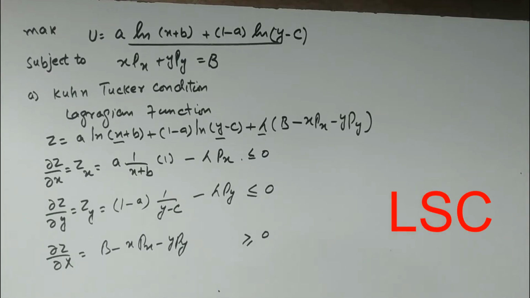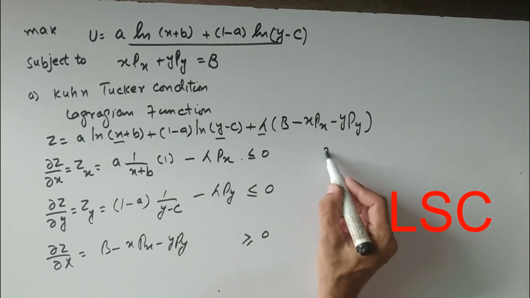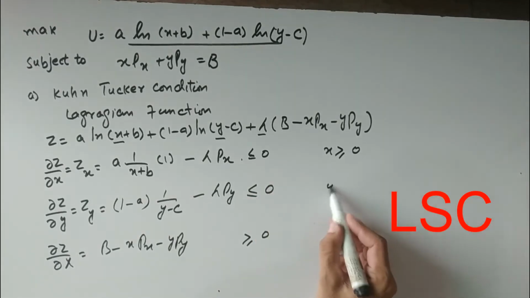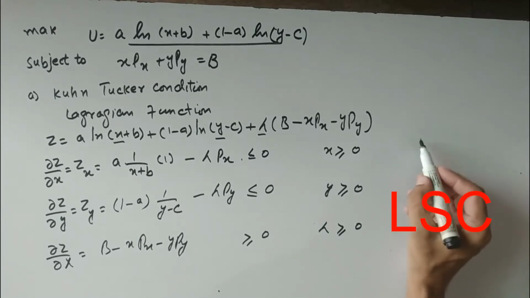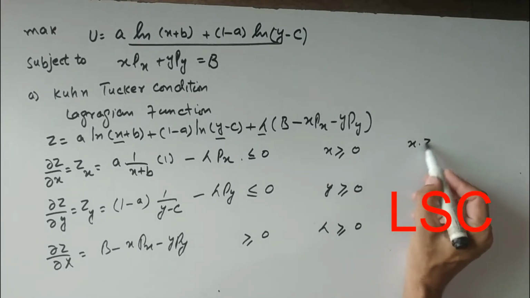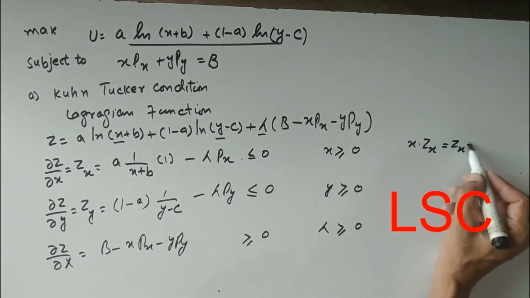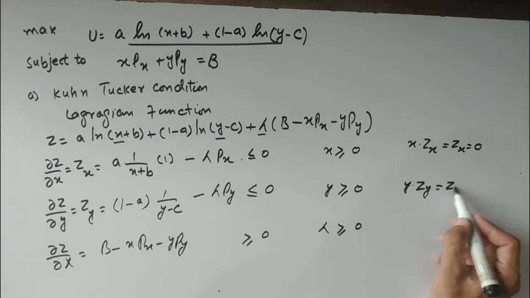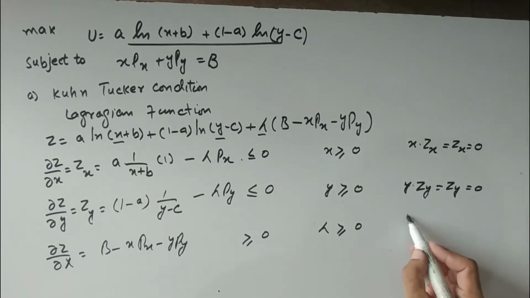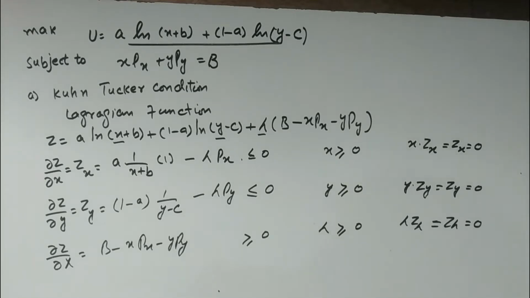Now the Kuhn-Tucker conditions, we know that the variable x is always greater than or equal to 0, y is greater than or equal to 0, and lambda is also greater than or equal to 0. And lastly, x times zx equal to 0. Similarly, y times zy equal to 0. And lastly, lambda times z lambda equal to 0. So these are the Kuhn-Tucker conditions which were asked in part A.